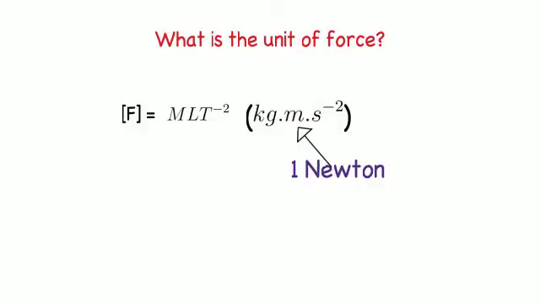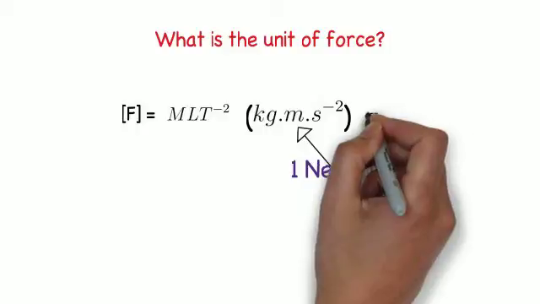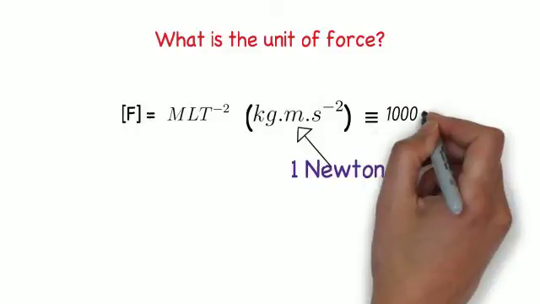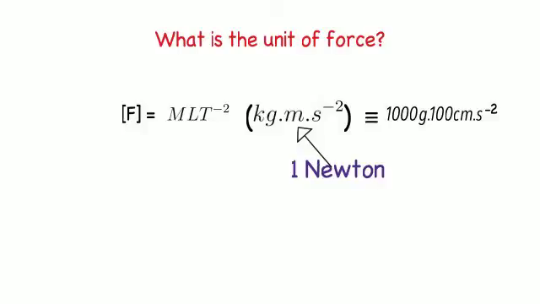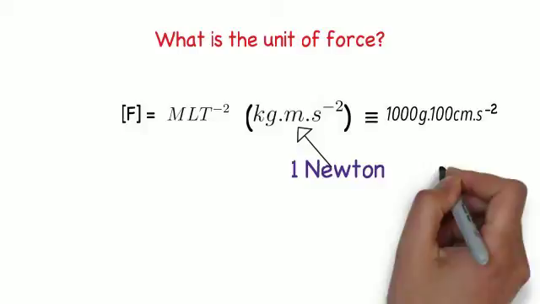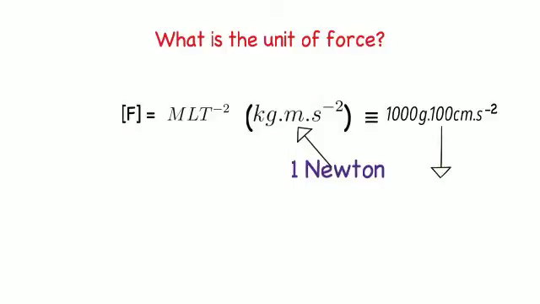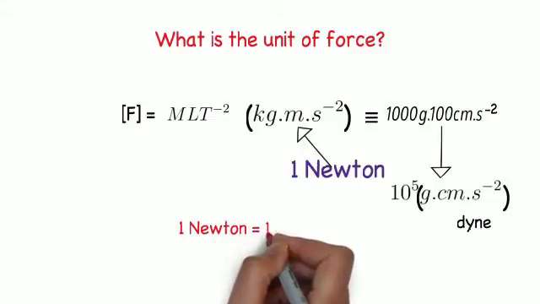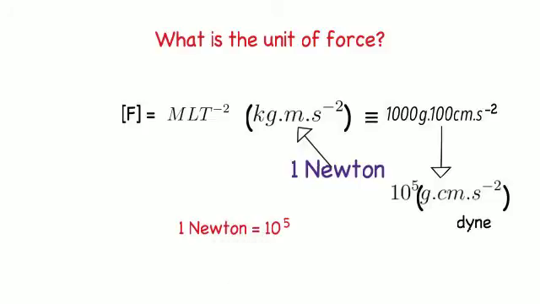Now let us explore how this unit changes in the CGS system. This is a fairly simple problem because 1 kg is equal to 1000 gram and 1 meter is 100 centimeter, and the time unit is the same in both systems. So let us substitute this. On the right hand side, it becomes 1000 grams times 100 centimeter per second square. This is equivalent to 10 to the power 5 times gram centimeter per second square, and gram centimeter per second square is equal to 1 dyne. So finally we get the relation between SI and CGS system: 1 Newton equals 10 to the power 5 dyne.